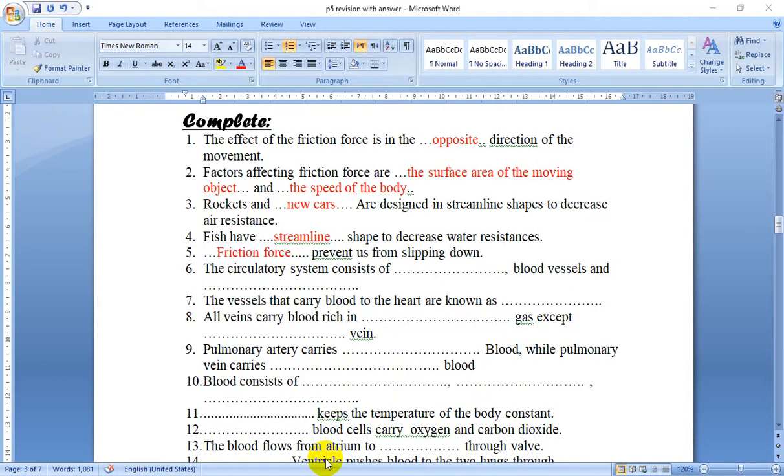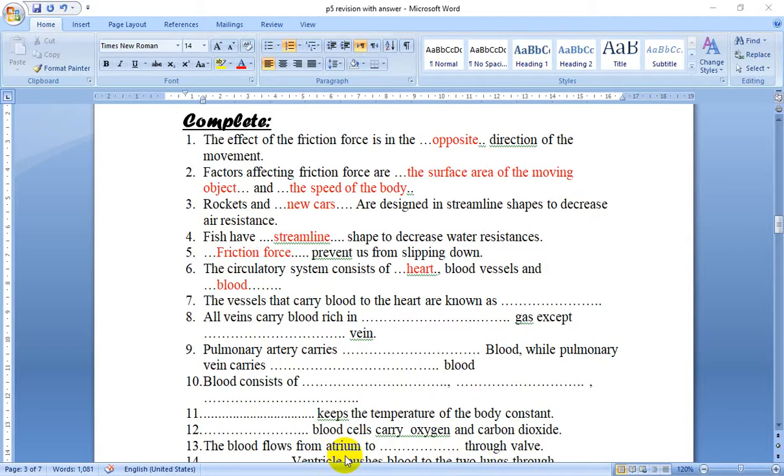Number 6. The circulatory system consists of what? Blood vessels and what? The circulatory system consists of 3 parts. All of you know that the circulatory system consists of heart, blood vessels and blood. So the circulatory system consists of heart, blood vessels and blood.